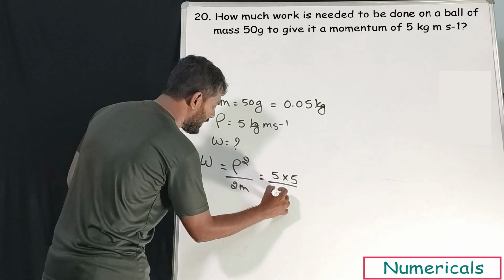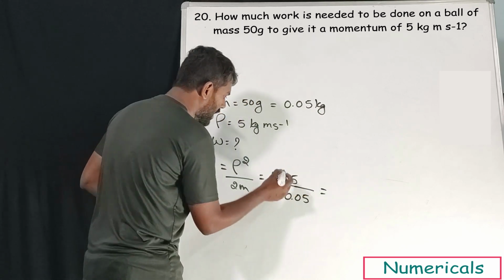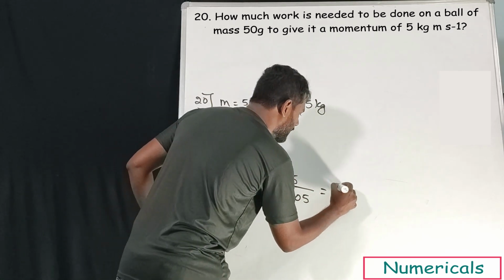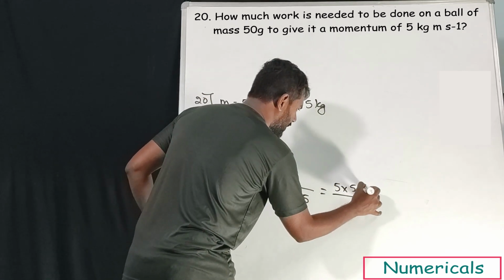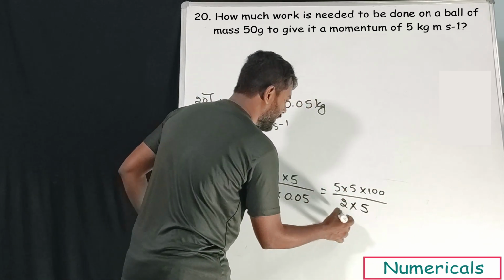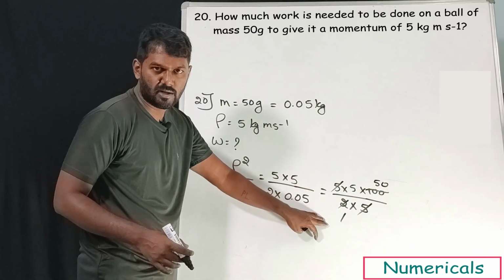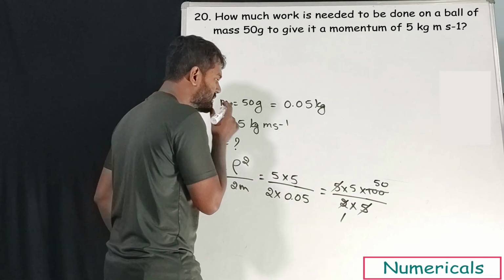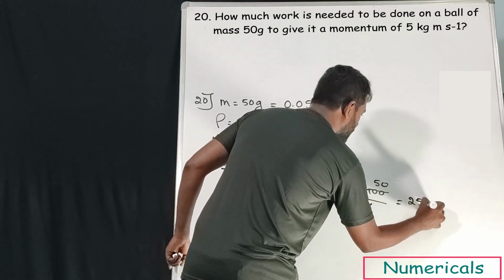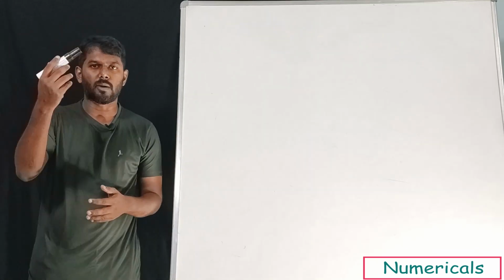Now 2 we will write as it is. What is mass? Mass is 0.05. Now, you can simplify it any way, you will get the same answer. So 5 into 5 divided by 100 to get rid of this decimal form. So 2 into 5, correct? 5 will get cancelled. 2 ones are 2, 50s are. See, this is my method of calculating. You can use any method. Next, 5 5s are 25, 1 0. So we are calculating work done. Work done unit is joules. That's it.